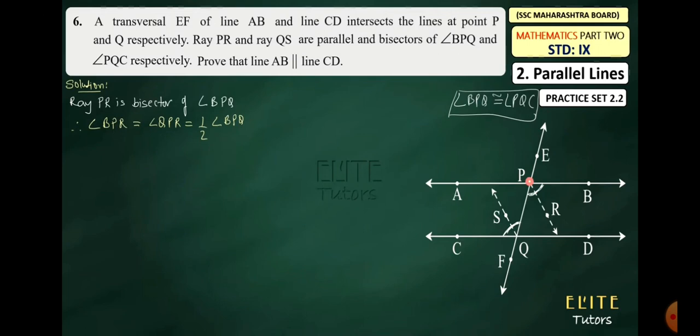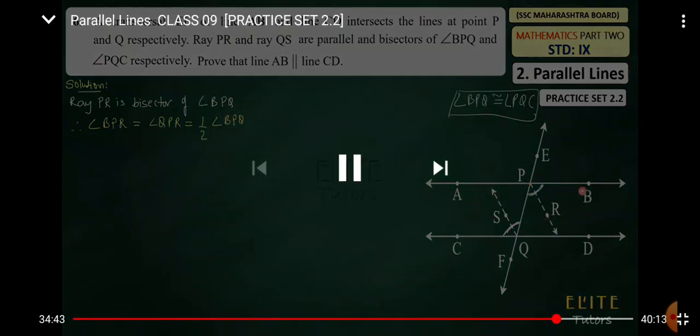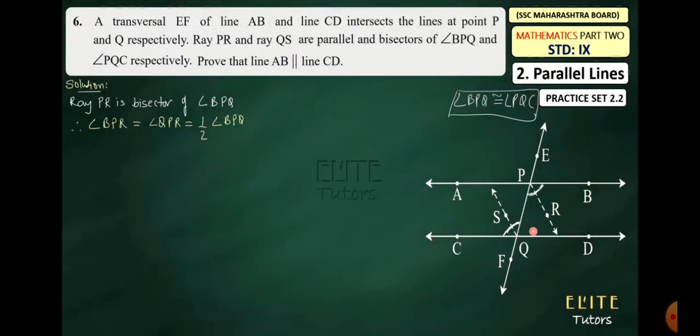PR is a bisector of angle BPQ. That means PR divides this angle into two equal parts. So we have two angles, BPR and QPR, which are equal to each other, and these two angles are half of angle BPQ because PR divides the angle into two equal parts. So therefore we can write angle BPR equals angle QPR equals half of BPQ, and take this as 1.